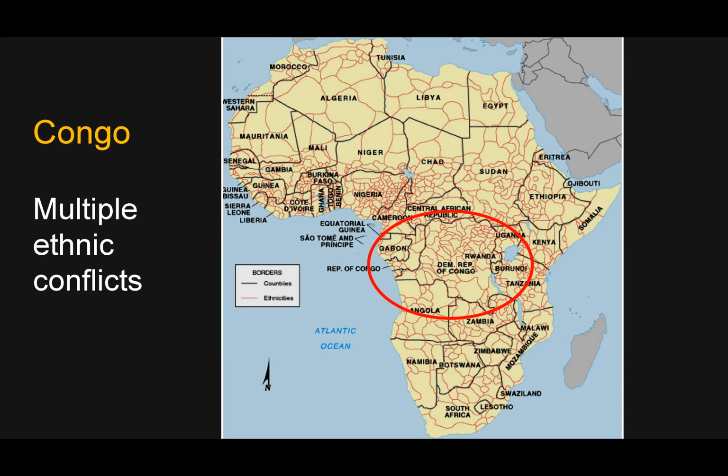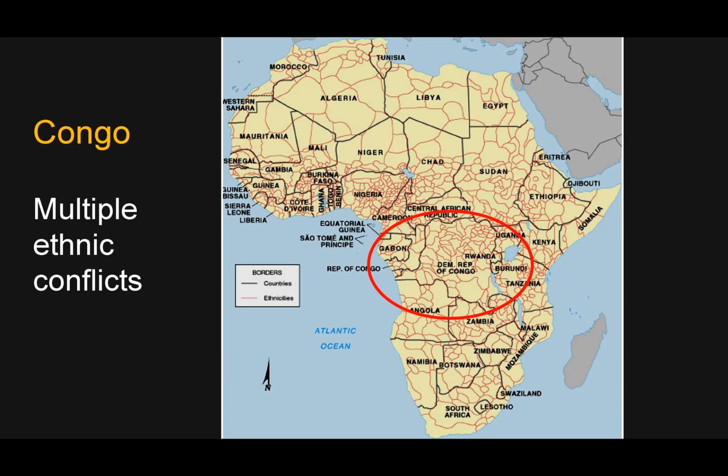For example, they would have villages have to meet quotas on how much rubber or ivory they could gather. And if they didn't meet the quotas, then they would chop off hands, chop off feet, rape and pillage, and all of these horrible things. And basically, he reinstated slavery in the Belgian Congo.